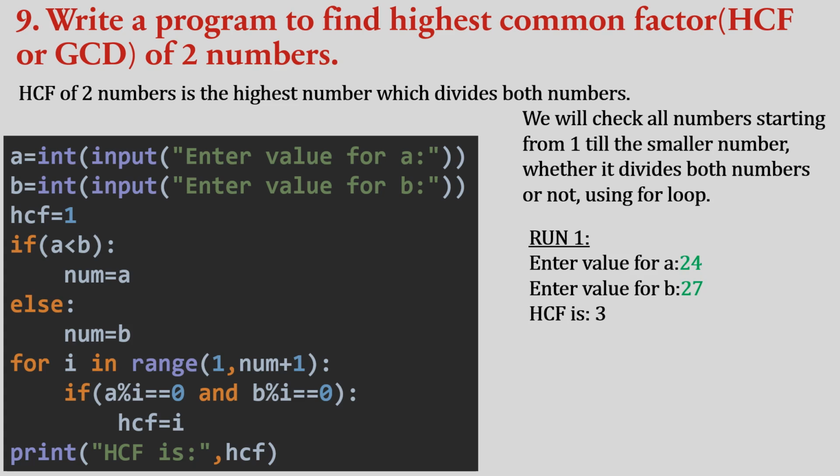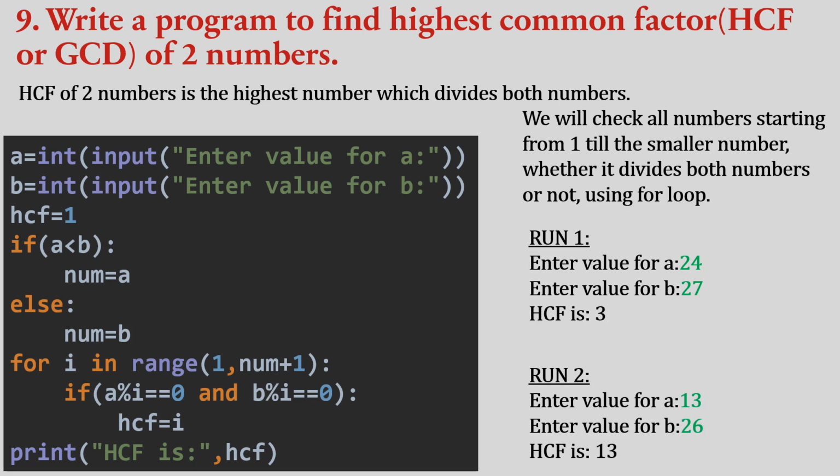Now once you run the program, suppose the entered values for A and B are 24 and 27, then it will give you the output as HCF is 3. Now in a second run, suppose I've entered the value for A as 13 and B as 26, then it will give HCF is 13.